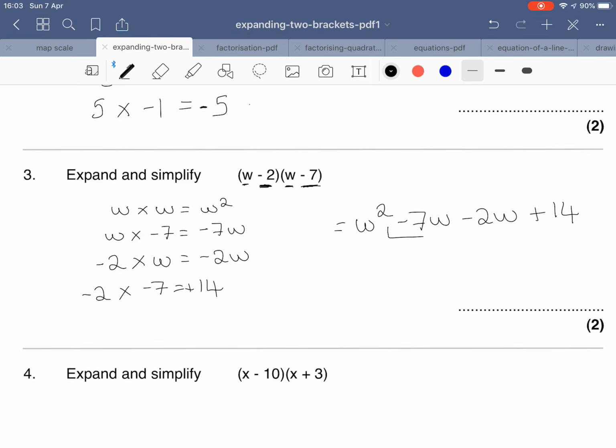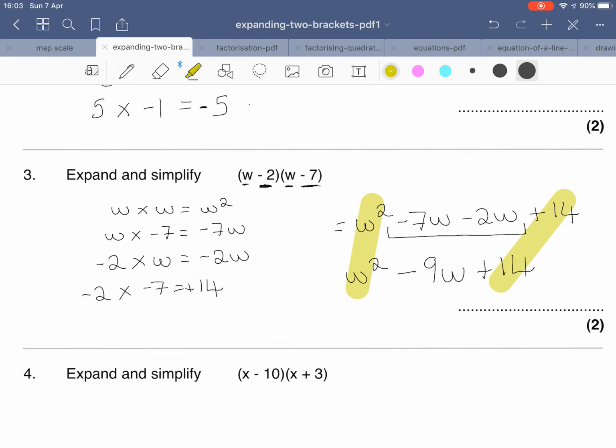So the only ones you can simplify are these two in the middle. So I'll have W squared, minus 7 minus another 2 gives me minus 9W, plus 14 stays the same. So we can always see these will always stay the same and these will always stay the same. It's just that bit in the middle that you can simplify. So that is my answer.